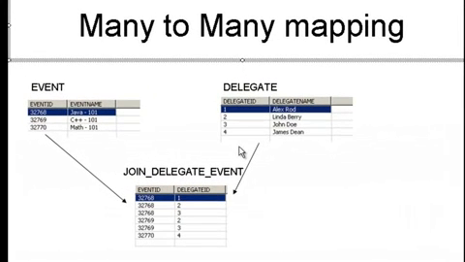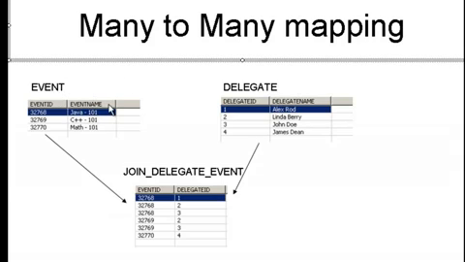In this chapter, let us learn about many-to-many mapping. Imagine I have two tables, event and delegate. The event table has event ID and event name, and the delegate table has delegate ID and delegate name. I want to create a many-to-many mapping between these two tables. An event can be attended by multiple delegates, and a delegate can attend multiple events.